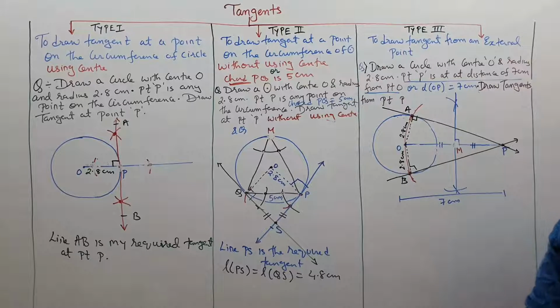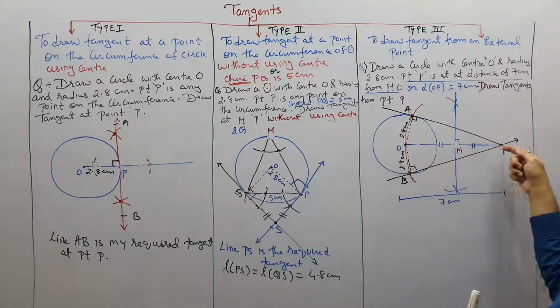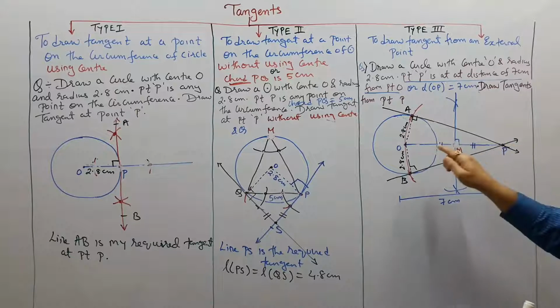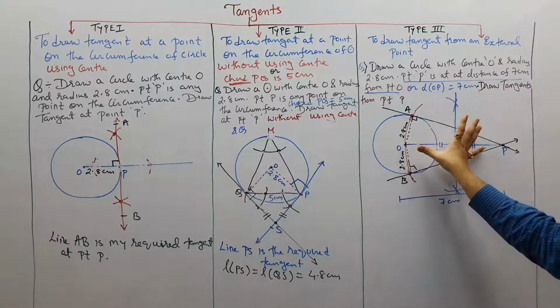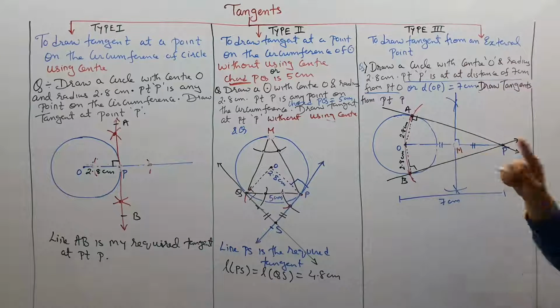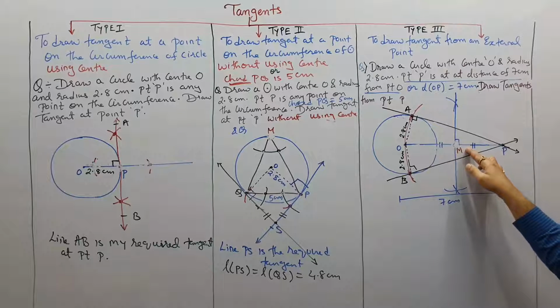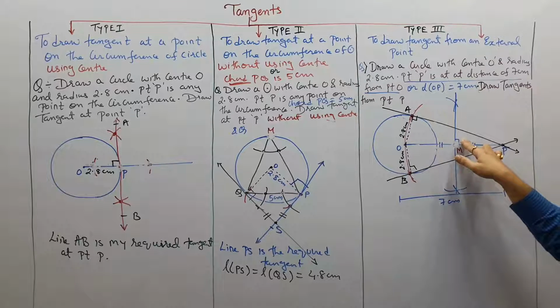Any problem? Once again, a circle with radius 2.8. Point P is at a distance of 7 cm, right? Now, with O as the center and more than half of OP as radius, draw arcs and cut. We get the perpendicular bisector of OP. Let the point of intersection be M. So we show these signs, 90 degrees.